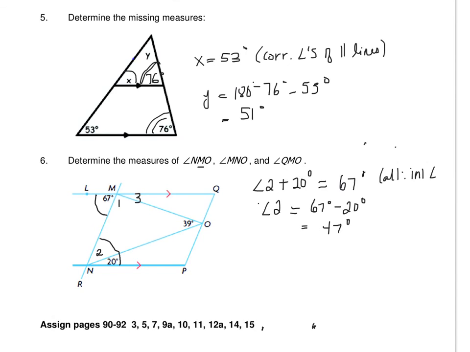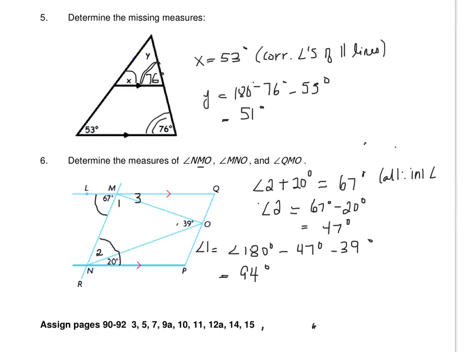And if I know angle 2, then I can get angle 1, because angle 1, angle 2, and the 39-degree angle right here have to add up to 180 degrees. So angle 1 would be equal to 180 minus angle 2, which was 47, minus the 39 degrees. 180 minus 47 minus 39. And there may be more than one way of doing this. It kind of depends on what you see first, I guess.